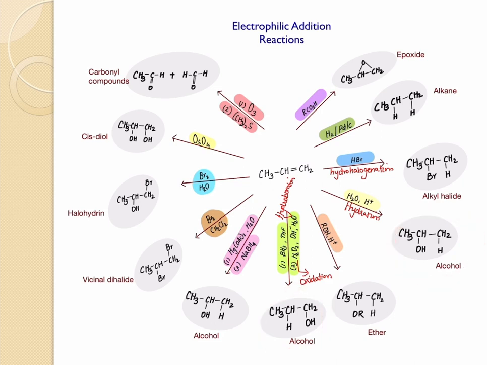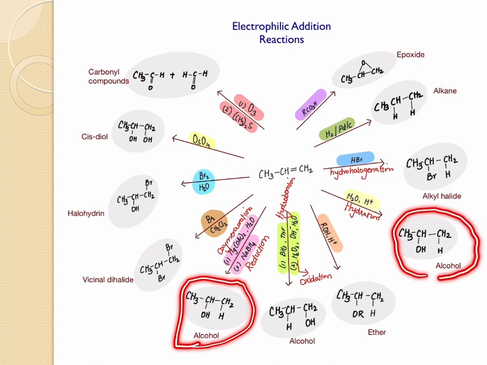And the next reaction is oxymercuration, followed by reduction, or you can also call this demercuration. This is also going to form an alcohol, but this alcohol and the alcohol that you get from here through the acid catalyzed hydration of an alkene, they are one and the same.